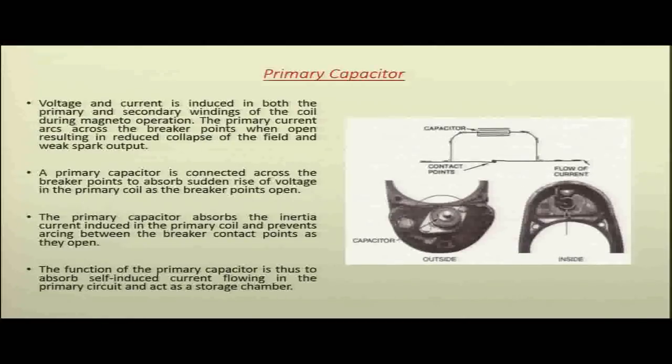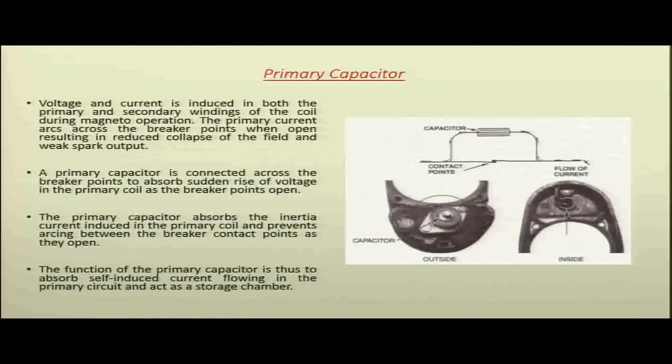So the primary current has a tendency of arcing across the breaker points when the breaker points are made to open. This will eventually result in a reduced collapse of field and finally a weak spark output. This primary capacitor is connected across the breaker points.